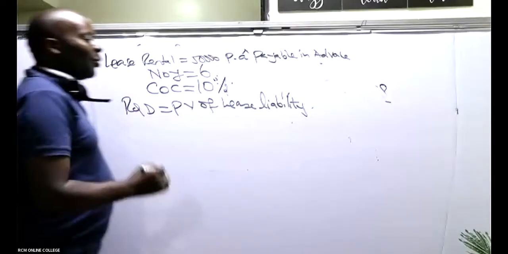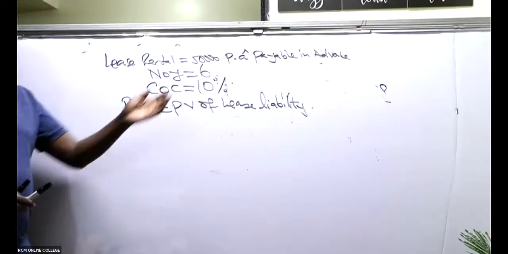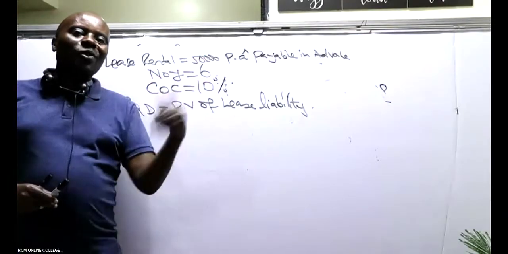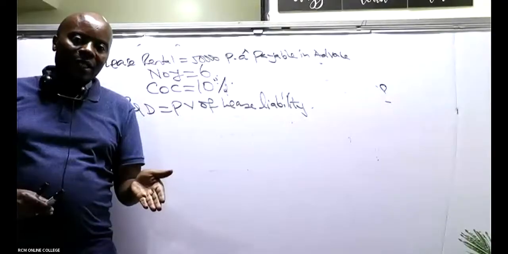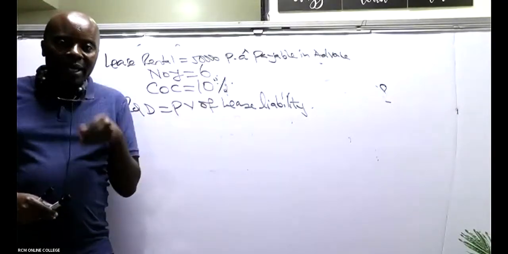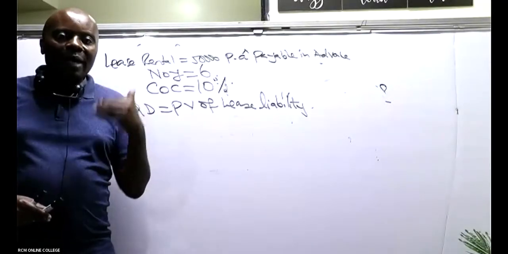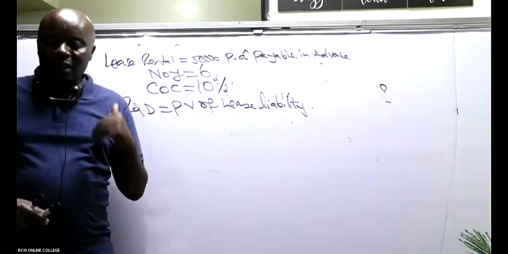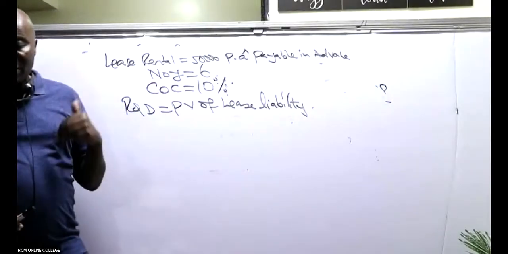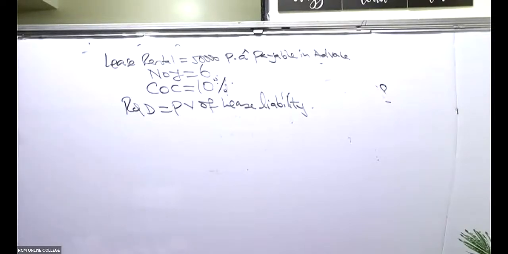Or present value of lease rentals. The catchword is that this 50,000 is not being paid in arrears. And now this is the real thing, because you are paying before you stay. Most of us, how do we pay our rent? We normally pay our rents in advance. So the lease rental is 50,000 per annum, payable in advance.